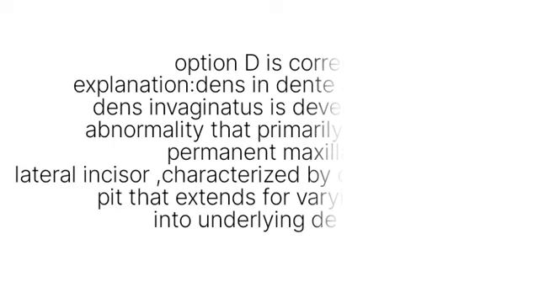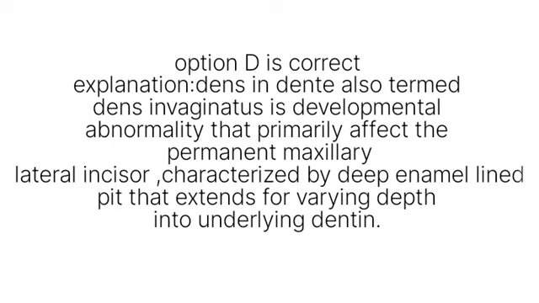Explanation: dens in dente, also termed dens invaginatus, is a developmental abnormality that primarily affects the permanent maxillary lateral incisor, characterized by a deep enamel-lined pit that extends for varying depth into underlying dentine.